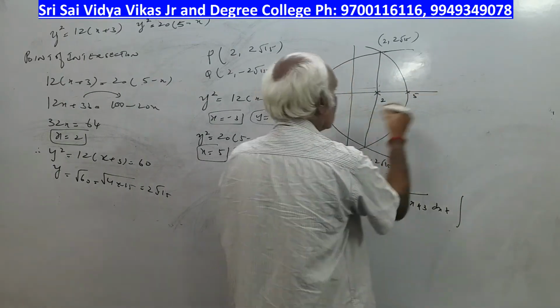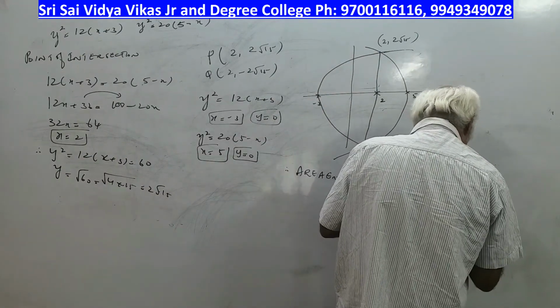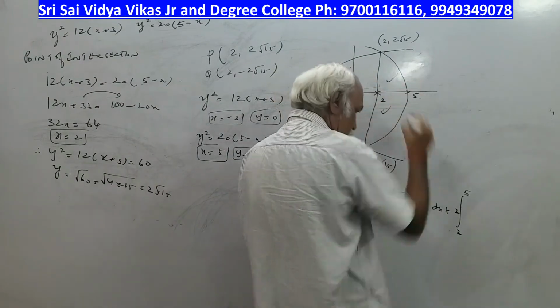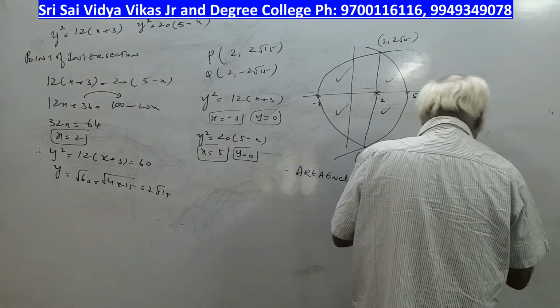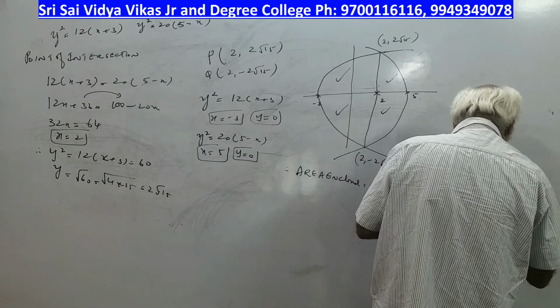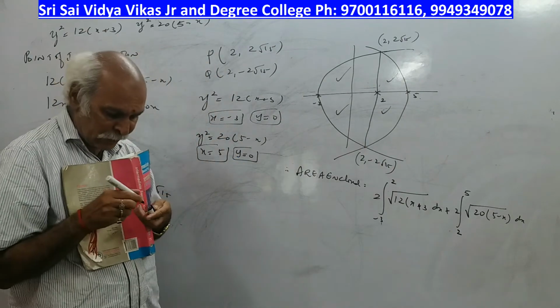Take this, sir, next point. So 2 to 5, this also 2 times, this also 2 times. Here it is double, sir. 2 to 5 root of 20 into 5 minus x dx. Similar to the same model, sir, but only the equations have been changed.